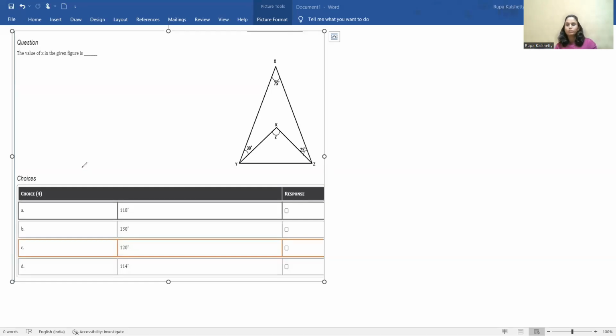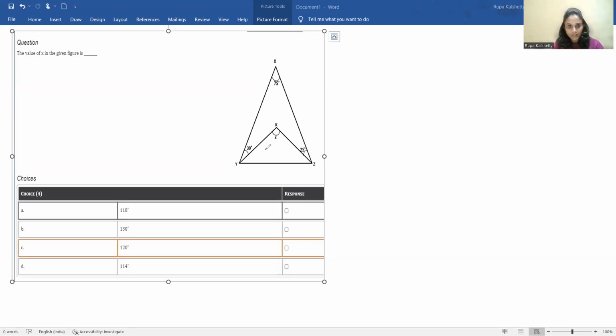Hello, this is one more question from parallel lines and angles. The question is, the value of x in the given figure is. So let's find out x. Where is x here? So this is x, which we have to find out. What is the value of this angle is what we are looking for. So let's start solving this example.